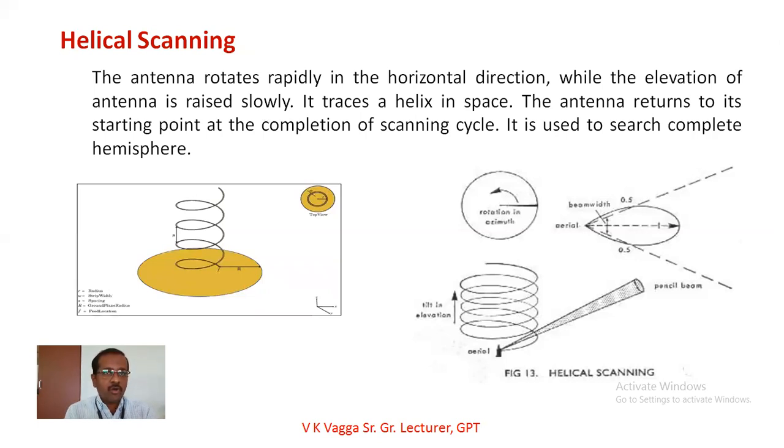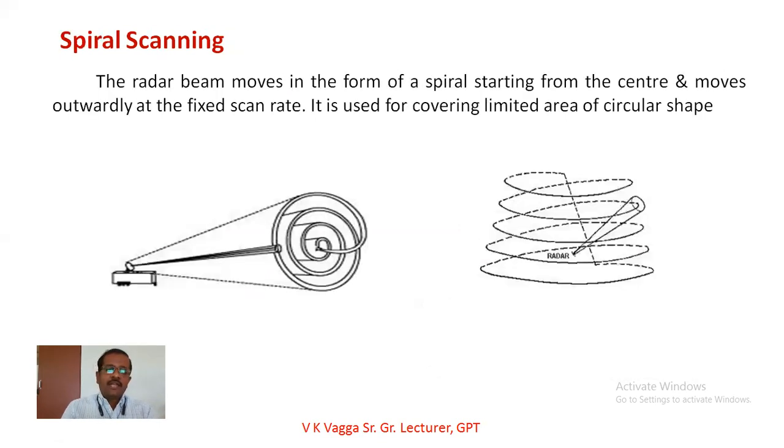But if you take the nodding, it is going to cover only the particular sector. Understood? And after that, if you take the spiral scanning, the radar beam is going to move in the form of a spiral. It starts from the center and moves outwardly at a fixed scan rate. It is covering a limited area of circular shape.